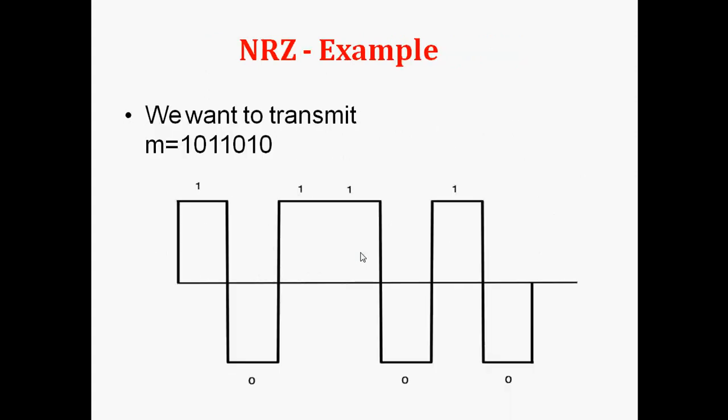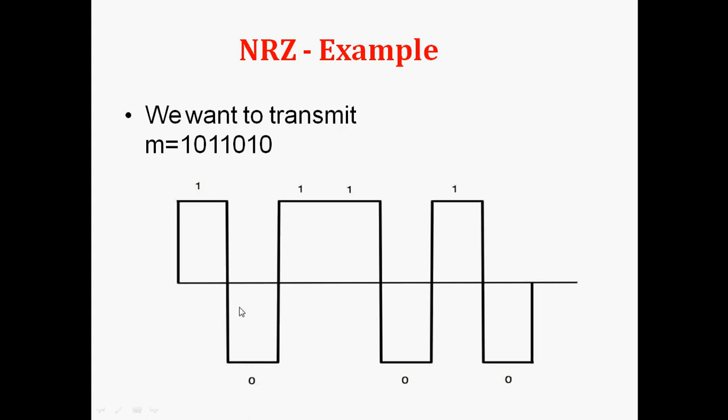We can represent this non-return to zero with the help of a message signal. We want to transmit m of t, where m is a message, as 1011010. That is, 1 will be represented with some level and 0 will be represented with its opposite level.